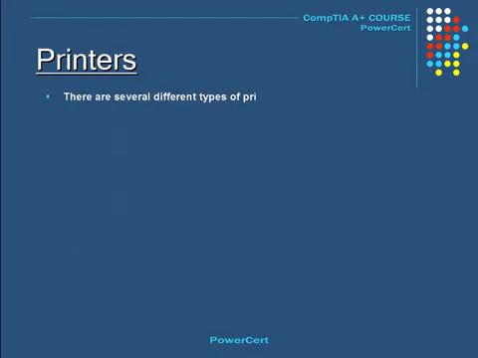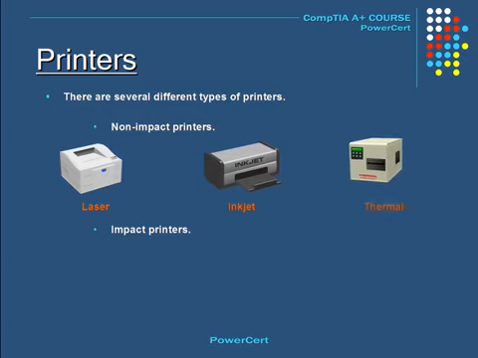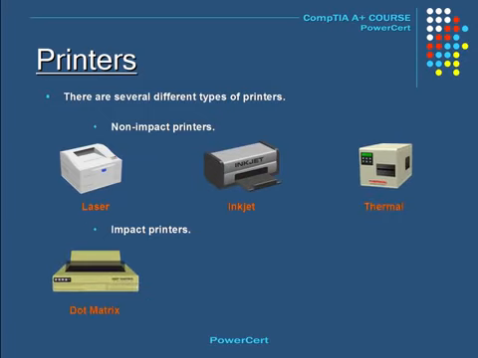There are several different types of printers. There are non-impact printers and impact printers. Non-impact printers print without striking an ink ribbon onto paper. These include laser, inkjet, and thermal printers. Impact printers are dot matrix printers, which we'll talk about shortly.